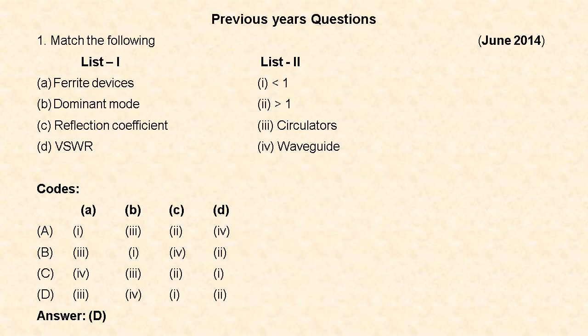First question. This question was asked in June 2014. Ferrite devices. It is related to circulators. Then dominant mode. It is related to waveguide. Next, reflection coefficient. We know that the value of reflection coefficient should be less than 1, that is between 0 and 1. So less than 1. Voltage standing wave ratio, its value should be greater than 1, that is 1 to infinity. Hence option D is correct.